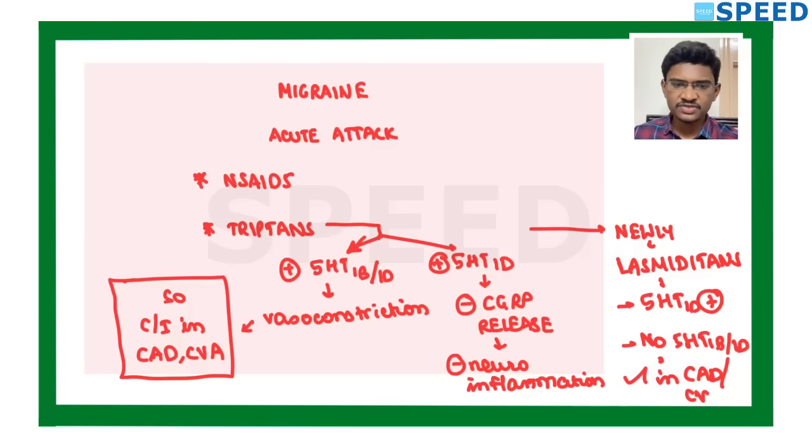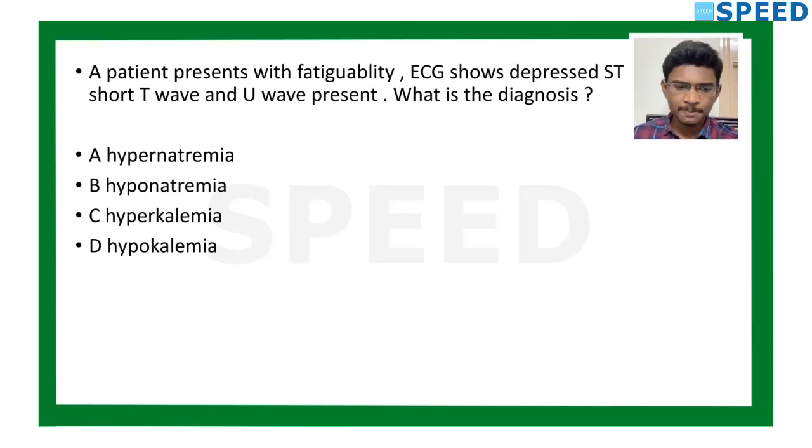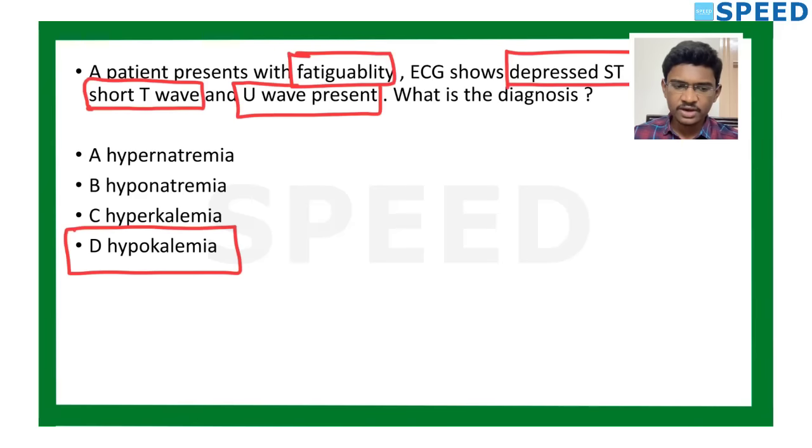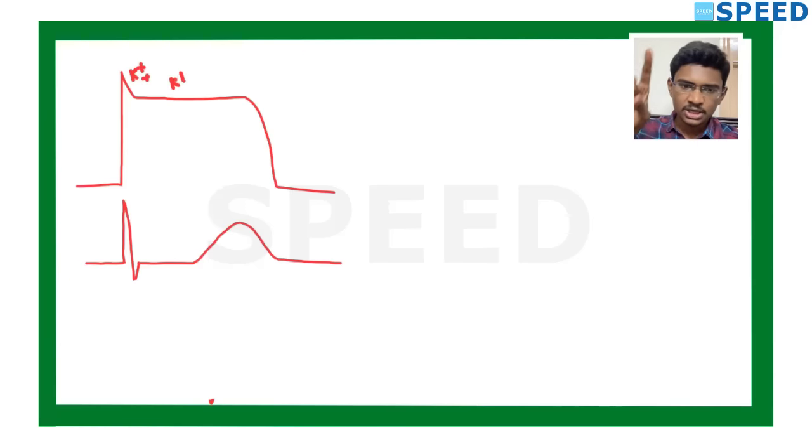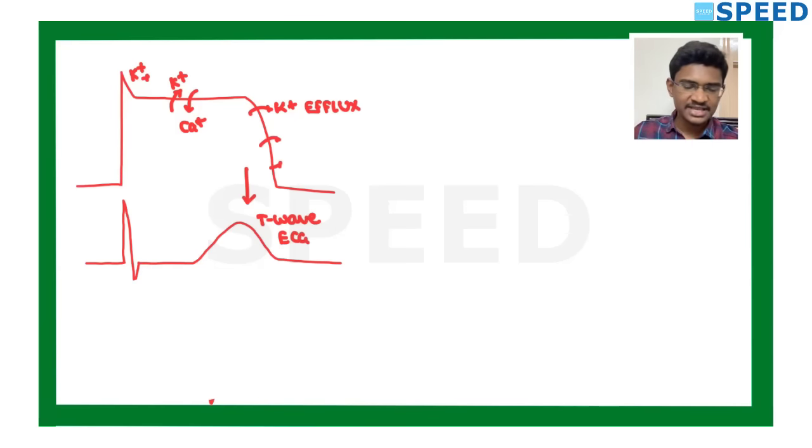Patient presents with fatigability, ECG shows depressed ST, short T wave and U wave is present. What is the diagnosis? Hypernatremia, hyponatremia, hyperkalemia, hypokalemia. So what is happening here? Patient is having fatigability along with these changes. If you see the cardiac action potential, in phases 2, 3 and 4, what is happening? Potassium is going out of the cell. K plus efflux is happening.